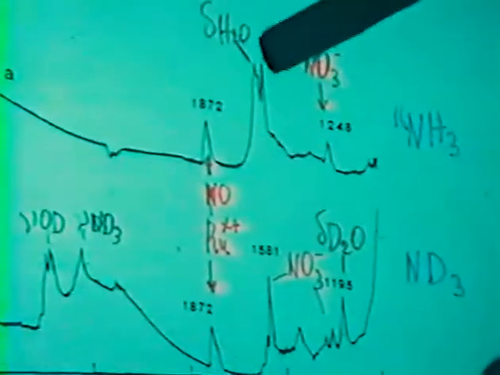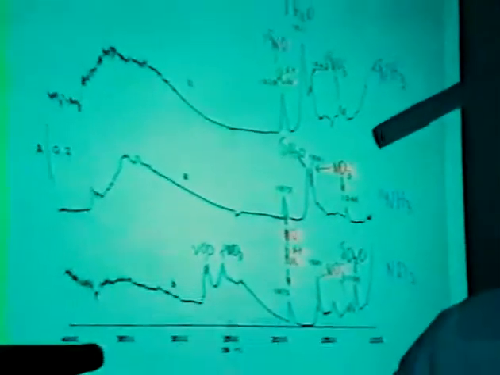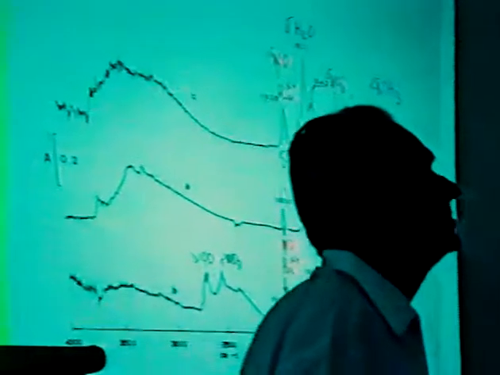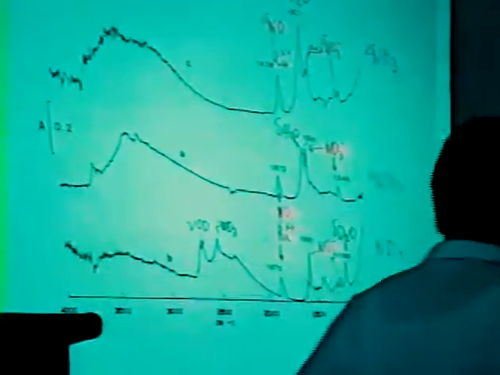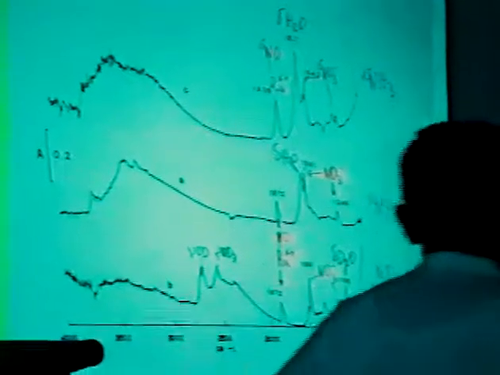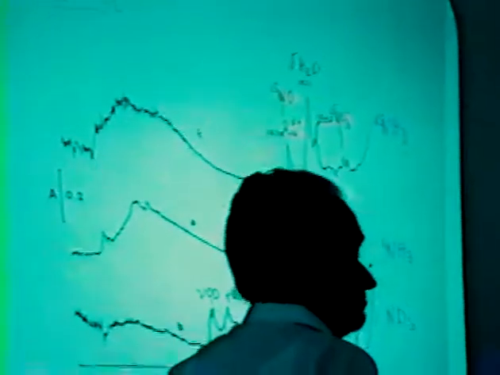Now, I show that absorbed ammonia can be oxidized at 300 degrees with formation of an NO species absorbed on the ruthenium, whereas there are some other bands which can be shown by experiment with isotopic compounds, which can be assigned to nitrate species absorbed on titanium.